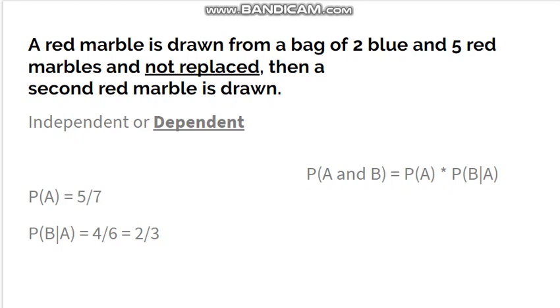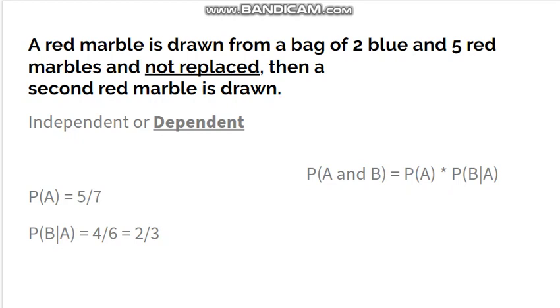Continuing from where we left off, the probability of B given A is 4 out of 6 because we've reduced our sample space by 1 by drawing the red marble. So we've gone from 7 to 6 marbles total, and from 5 red marbles to 4 red marbles. So 4 out of 6 reduces to 2 out of 3.